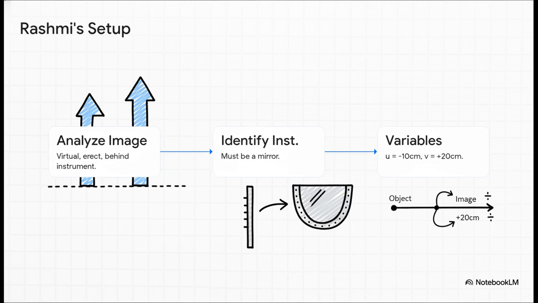Now, think about this. With lenses, virtual erect images form on the same side as the object. But with mirrors, they form on the other side. Because of that, Rashmi absolutely must be using a mirror. Let's apply our signs. Her object is 10 centimeters to the left, so U is negative 10. The image is 20 centimeters to the right, behind the mirror, so V is positive 20.